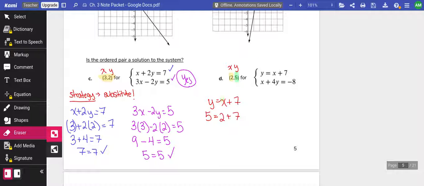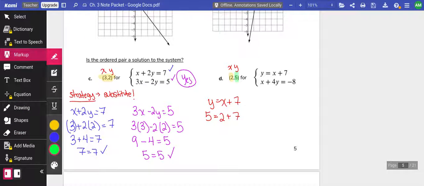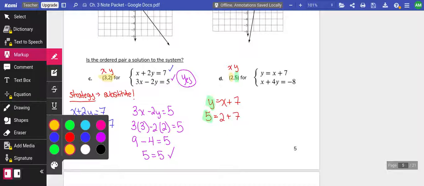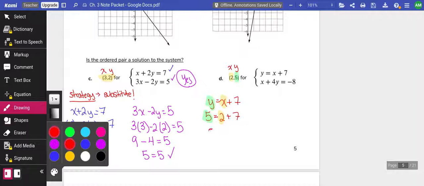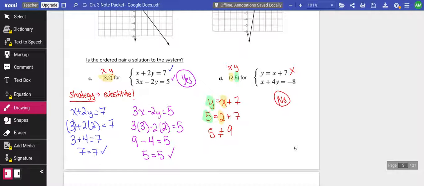Oh my goodness. Okay. And I'm going to color code a little bit. So my y was green. My y is green. My x is yellow. My x is yellow. All right. Is 5 equal to 2 plus 7? No. 5 is not equal to 9. So it is not a point on that first line. So this is a no. I don't even have to substitute it into my second equation.